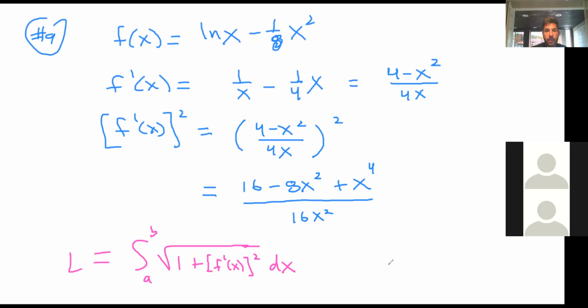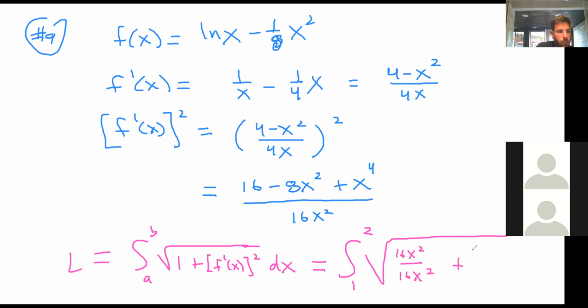So again, let me reiterate, this problem, as I told you in the homework, I said this integral requires solid algebra skills. Okay, so this is the integral I need to calculate. And if we plug the respective pieces in, it's 1 to 2 of the square root of 1 plus what I have above. But I'm not going to write 1. I'm going to write 16x squared over 16x squared. That's a fancy way of writing the number 1.